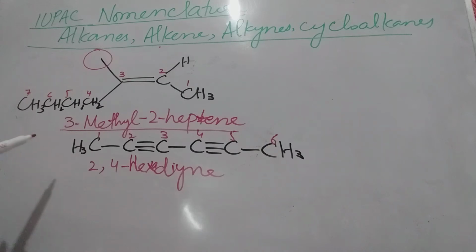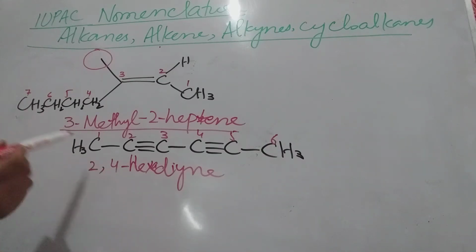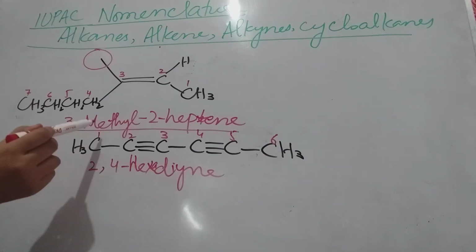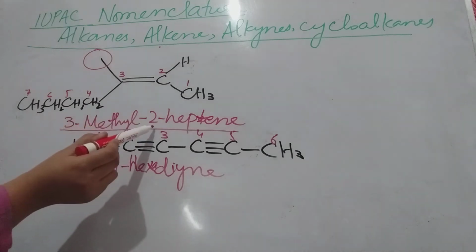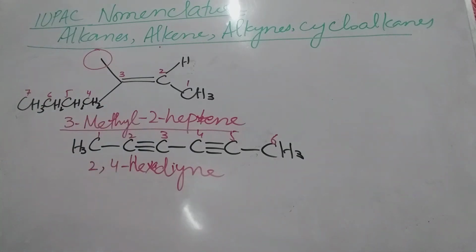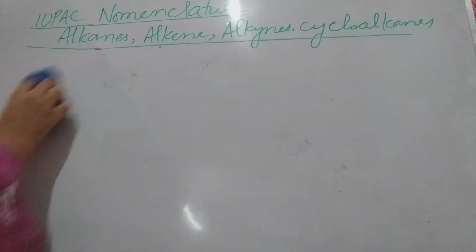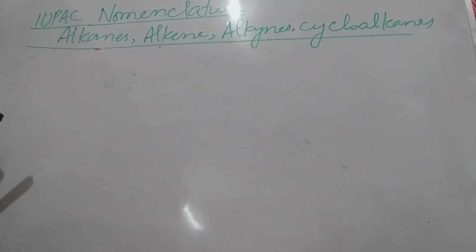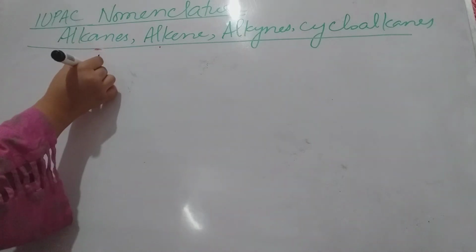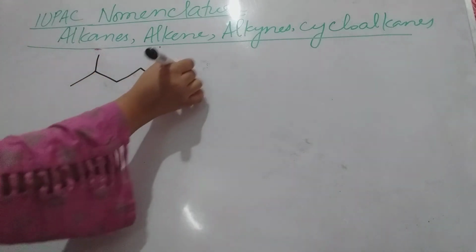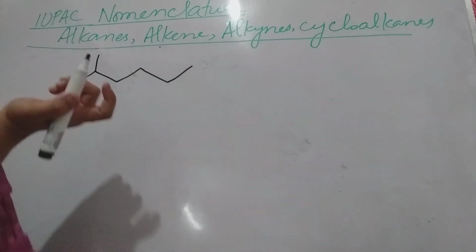And in the IUPAC name, all of you must give numbers in order to describe the position of the substituent as well as the position of a double bond or triple bond in a compound, right? Another example, we have this compound. This is the compound. Okay.